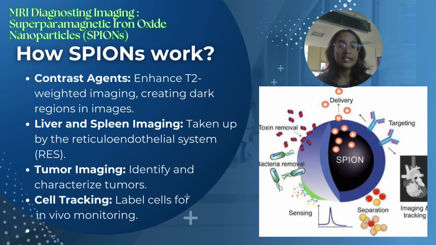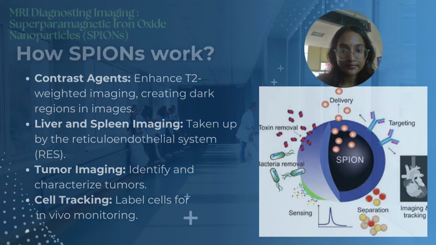Liver and spleen imaging. SPIONs are taken up by the RES, making them useful for imaging these organs. Tumor imaging can help in identifying and characterizing tumors due to their enhanced permeability and retention effect. Second is cell tracking. Labeling cells with SPIONs allows for the monitoring of cell migration and distribution in vivo. The last one is liver and spleen imaging. SPIONs are taken up by the reticuloendothelial system, which is RES, making them useful for imaging these organs.